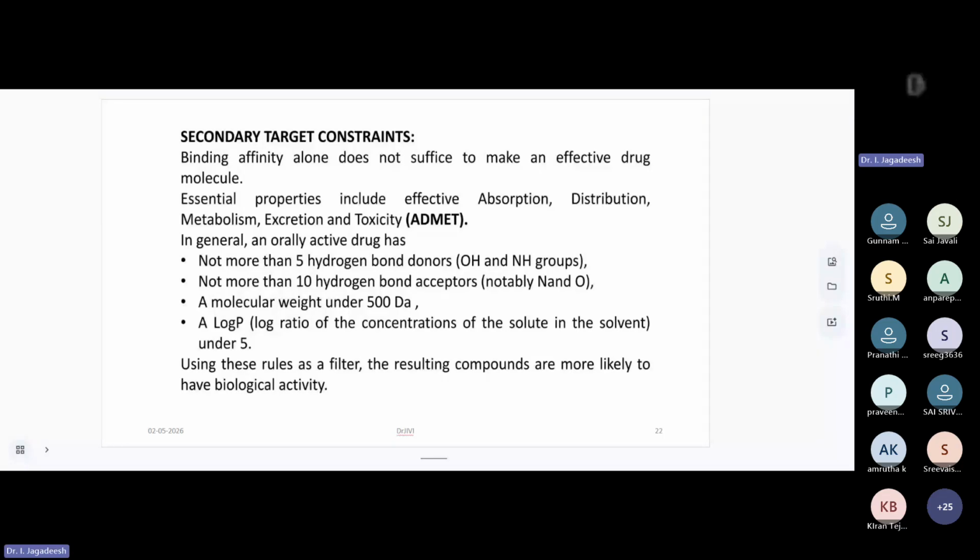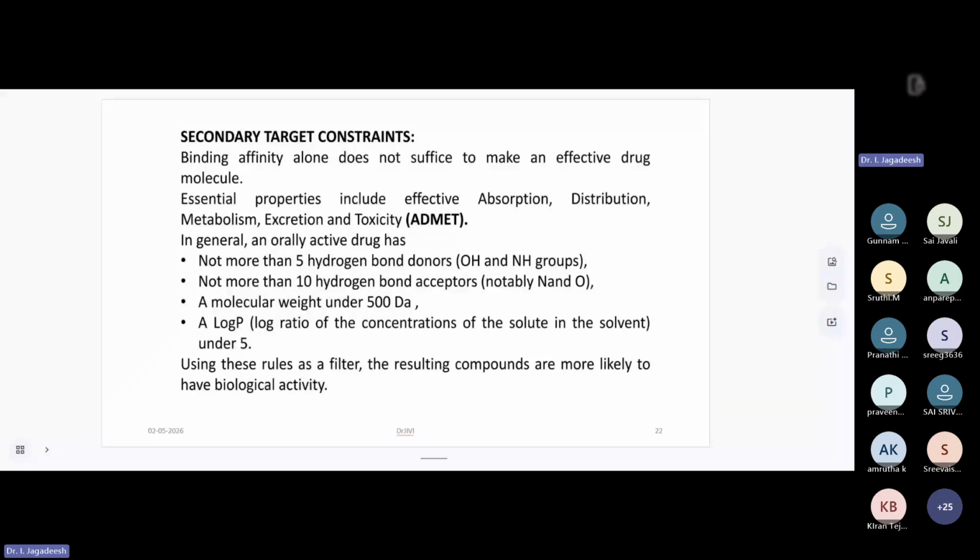Here, the first rule, we know, is not more than 5 hydrogen bond donors, that is OH and NH groups, and not more than 10 hydrogen bond acceptors, notably nitrogen and oxygen. Now we get confused between these two points. We would like to go a little bit deeper into that, because with these numbers 5 and 10, whether it is acceptor or donor, that confusion arises from the start. So in the next slide, we'll see how to make this difference.